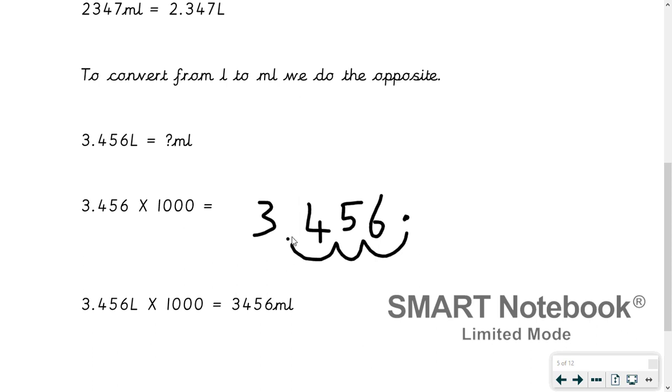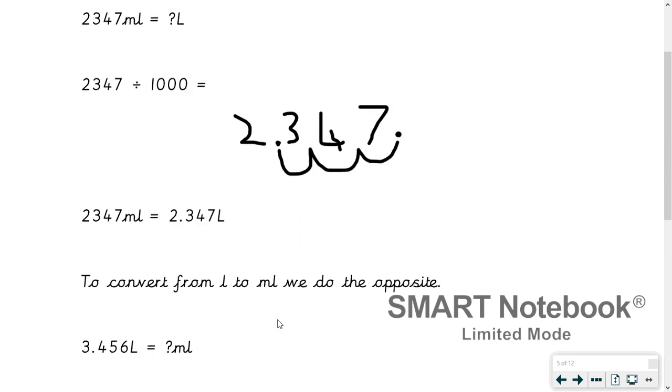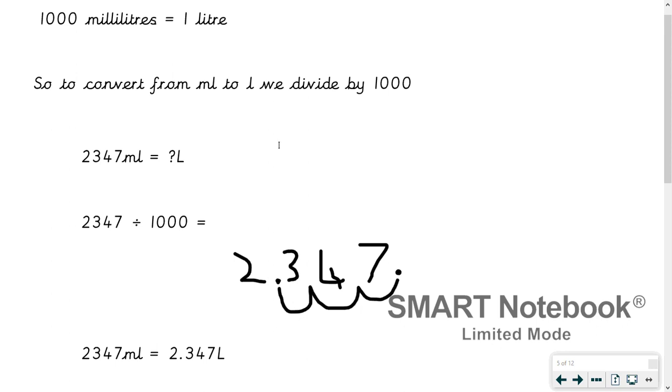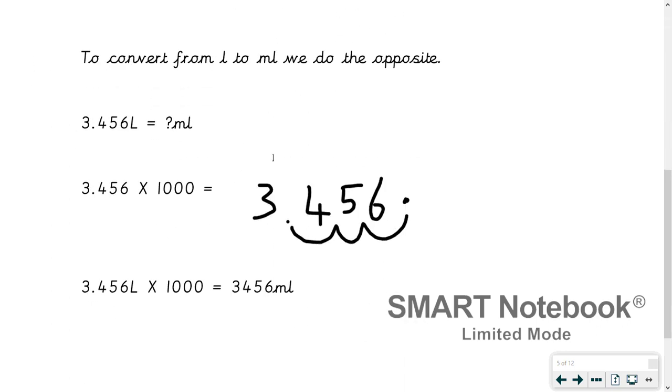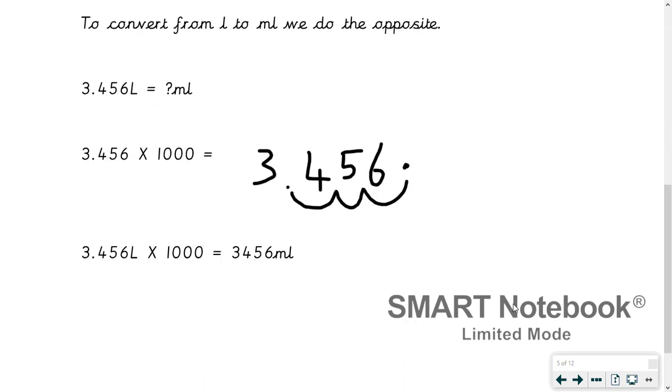So we put our decimal point where it is, and because we're timesing, we do 1, 2, 3 zeros, 3 jumps to the right. 1, 2, 3, and we put it here. So we don't need to put anything after here because all the numbers are in front. There's nothing missing here. So we write 3.456 litres equals 3,456 millilitres. Millilitres to litres, divide by 1,000. Litres to millilitres, we times by 1,000.